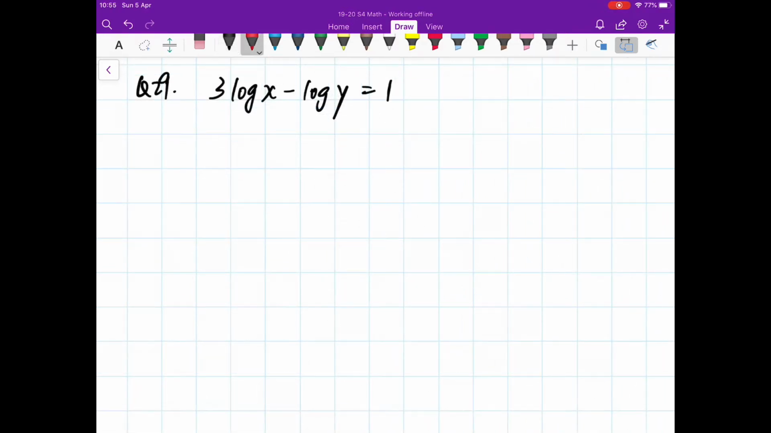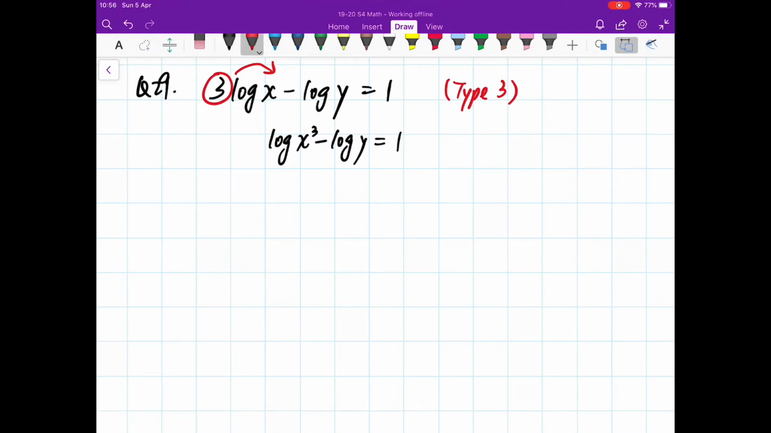So now let's take a look at question 29. 3 log x minus log y equals 1. As we can see, it is a type 3 question, as there is only log function on one of the sides. Okay, so before we do the grouping of the log, we have to do one more step. That is, we have to put the 3 in front of the log x back to the power, so that we have log x cubed minus log y equals 1.